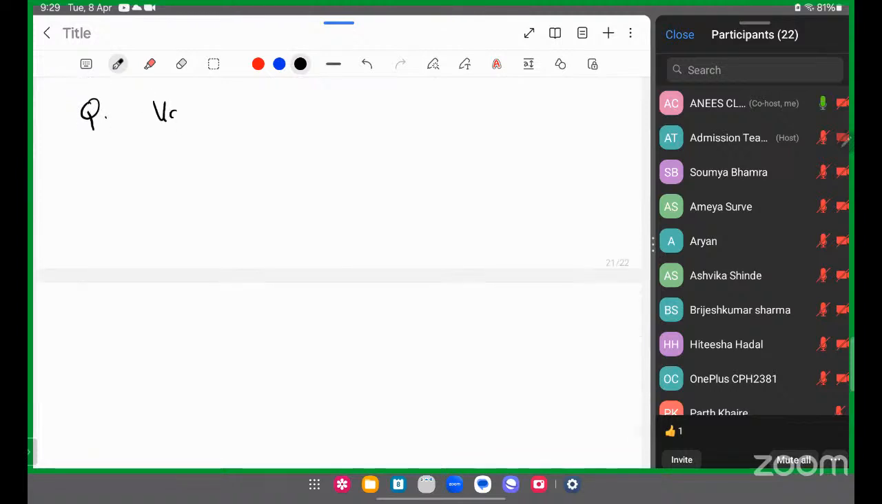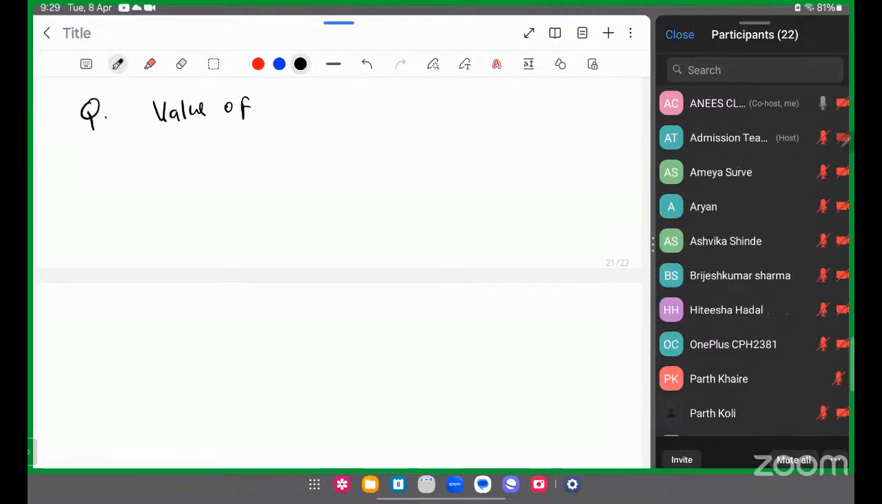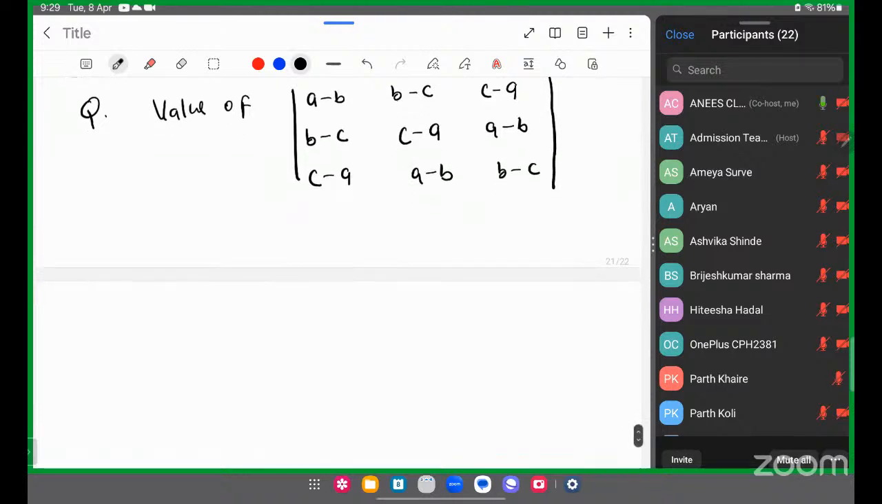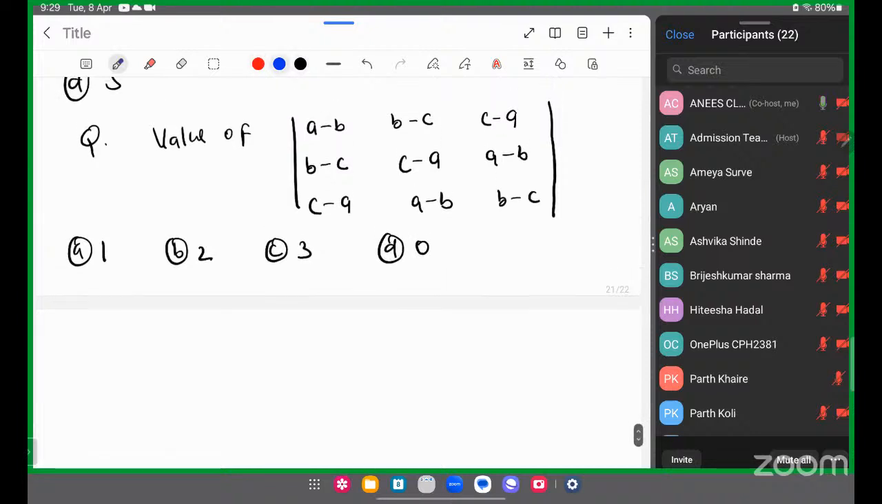So this is find the value of the determinant A minus B, B minus C, C minus A; B minus C, C minus A, A minus B; C minus A, A minus B, B minus C. You have to find out its value. Options are 1, 2, 3, and 0. So how will you solve it?